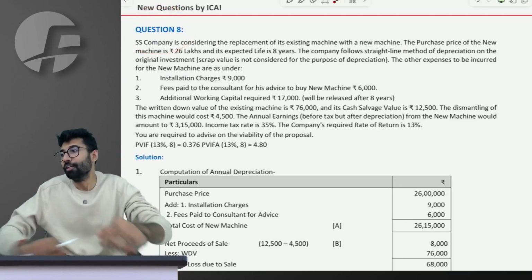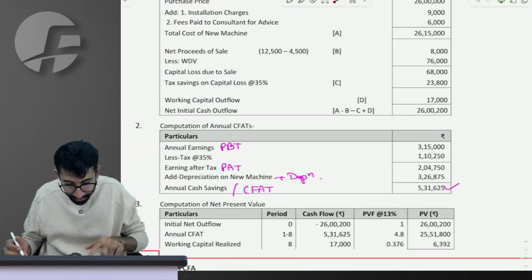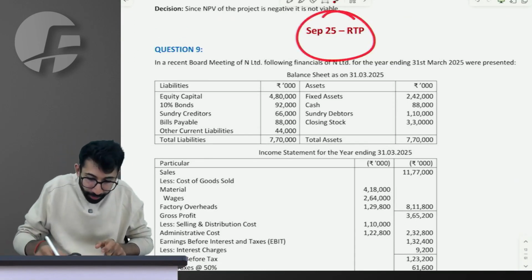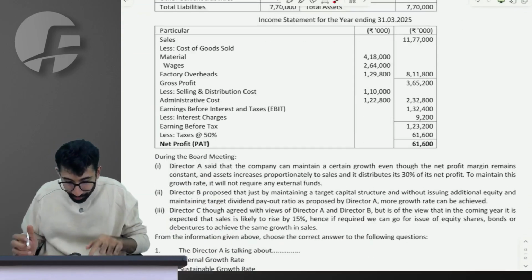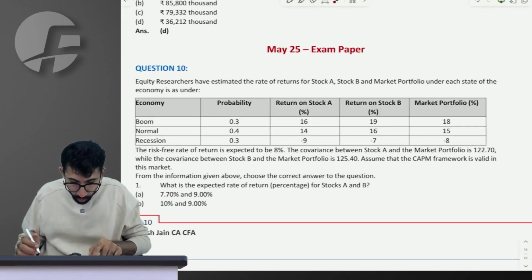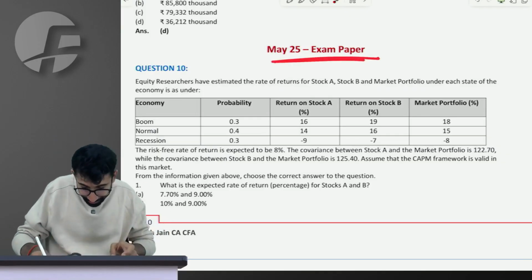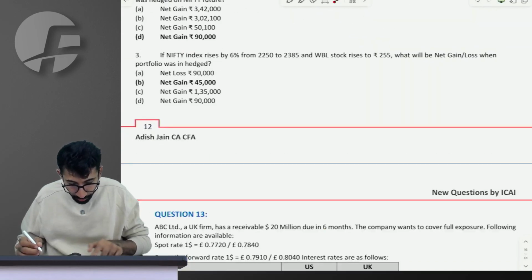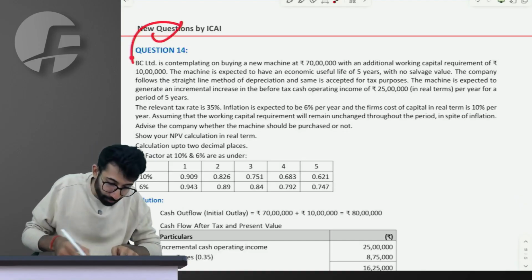Question number 8. With that, people in the class get done. Yes, 8th is done. 9th from September 25 RTP. So we are also done with September 25's MTP. 9th is MCQ. So in September 25 RTP, no question. May 25 exam paper. Question 10th is MCQ, 11th is MCQ, 12th is MCQ, 13th is MCQ. 14th question, May 25.